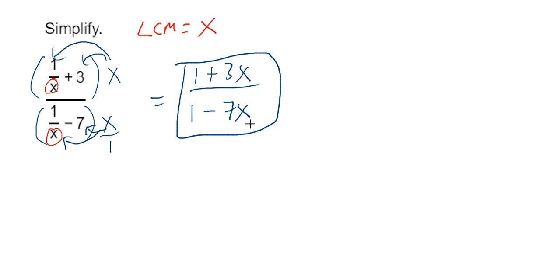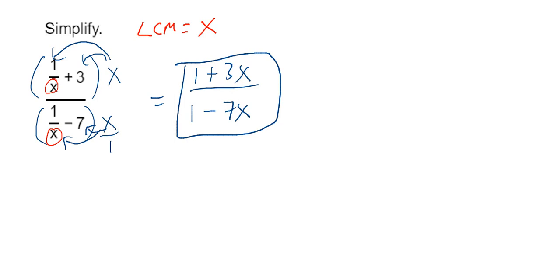Now you might say, wait, they share the x's in common here, but again, these are terms and you cannot cancel out terms, right? It has to be a factor that's shared in common that you can cancel out. And these share no factors in common because the only factor here is 1 plus 3x. The only factor here is 1 minus 7x. They're not the same, so they don't cancel out.